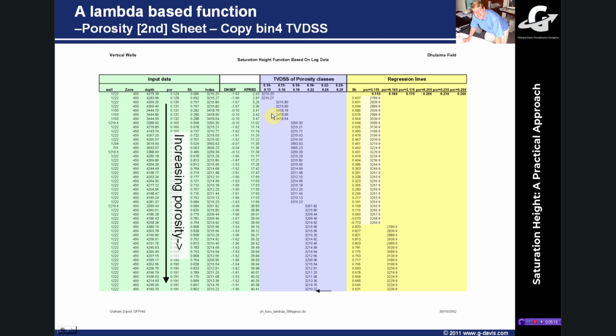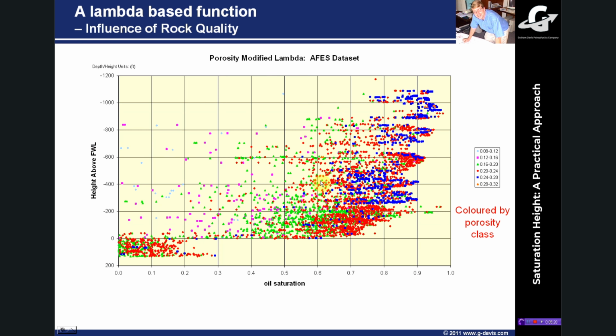But nevertheless, the key thing is the graphs are already set up, and all you have to do is copy these TVDs or heights down for each of the porosity bins, and then you find that it will automatically color this chart for you. And here you can see that we've got some magenta data, which is the 12 to 16 PU stuff. The green data here is 16 to 20 PU. The red stuff is the 20 to 24 PU, and here is the 24 to 28 PU in the blue.